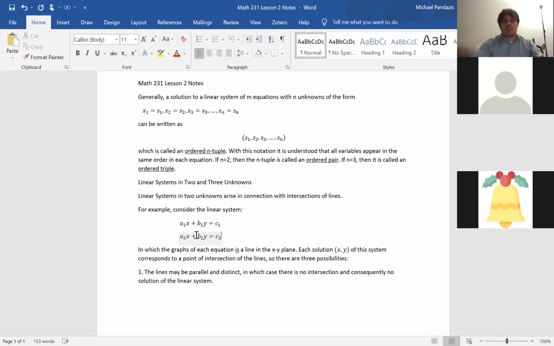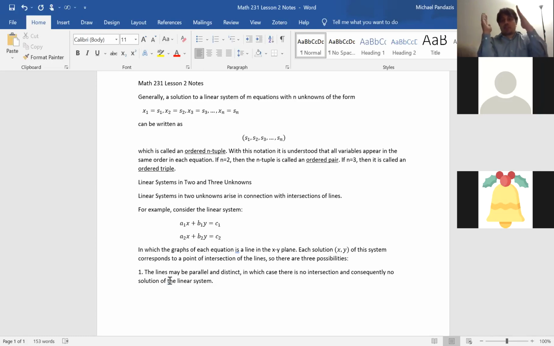Okay, well, the first thing here, the lines may be parallel and distinct. Being distinct means they're not the same, right? So if you have two lines that are parallel, they have the same slope and they're distinct, then that means they never intersect. And so consequently, since these two lines never intersect, the solutions of these two linear equations, they don't have any solutions in common.